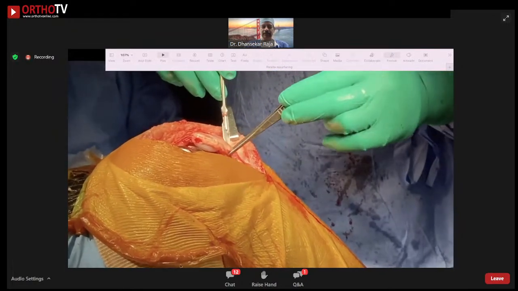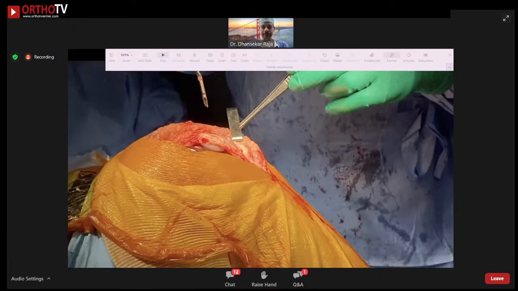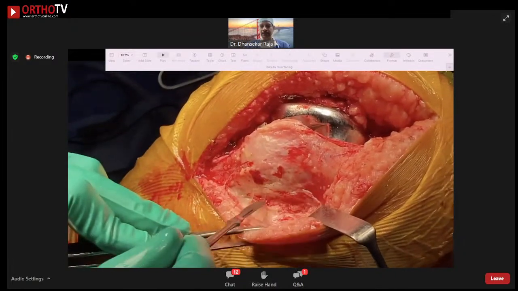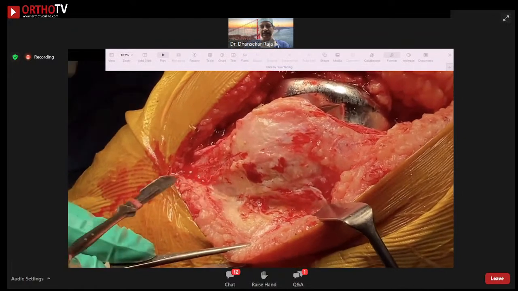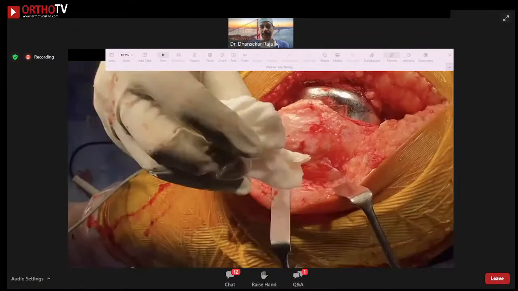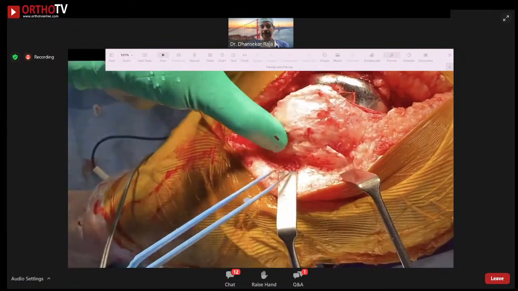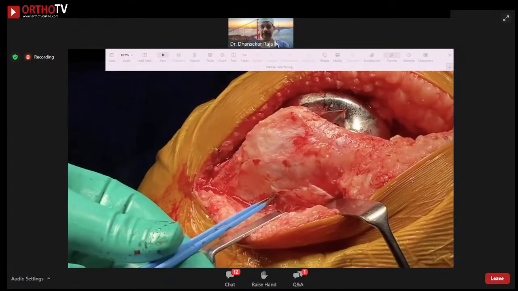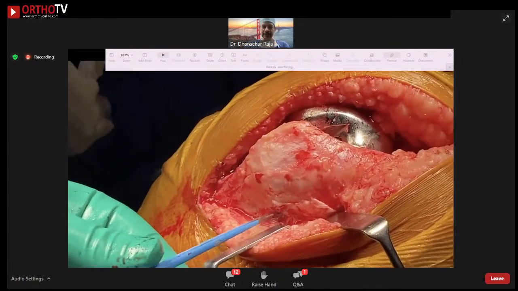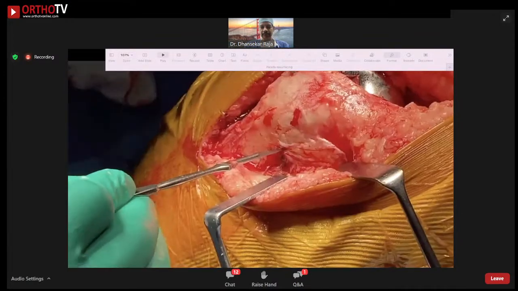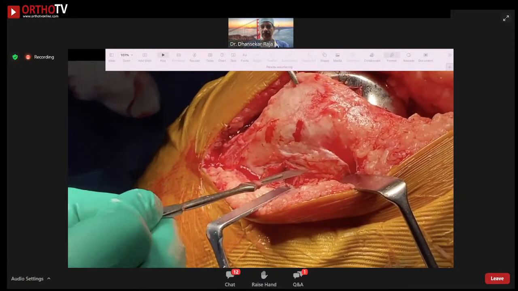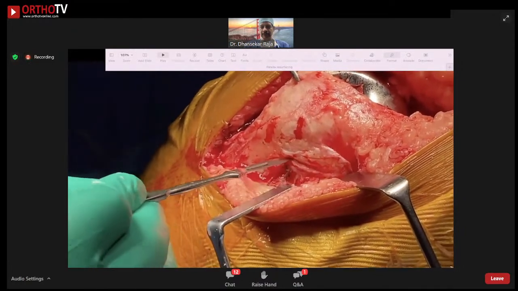So we elevate a lateral flap and we do a lateral retinacular release. It's the outside-in technique. Usually we can identify the bleeders. There is usually one bleeder in the junction of the lower third and the middle third. So we are releasing the lower third, coming up to the middle third.